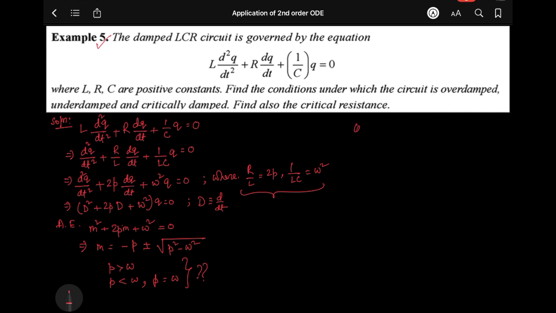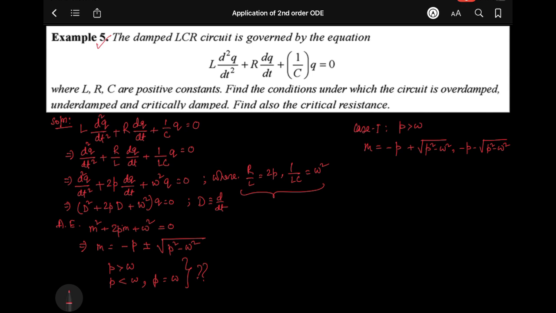So for example, we can take case 1 as, suppose p greater than omega. So if p is greater than omega, in that case the roots, that is m, in this case m is equal to minus p plus root over p square minus omega square and minus p minus root over p square minus omega square. Okay, so both the roots are real and distinct.